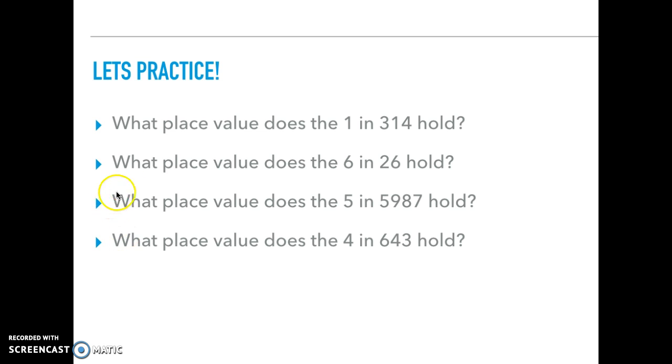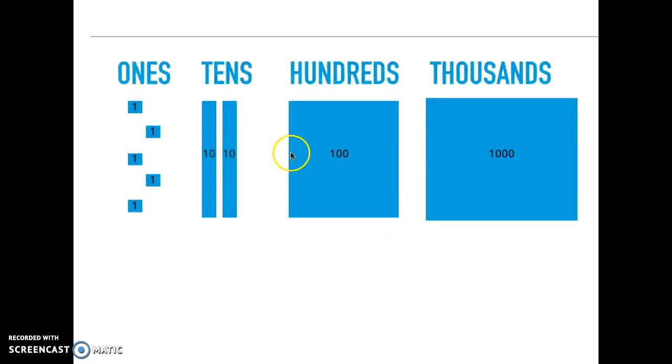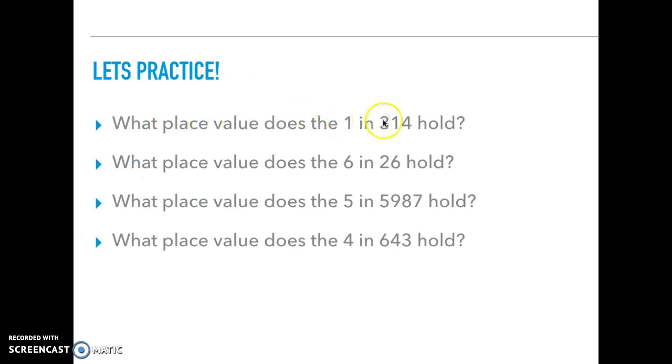So let's practice on our own. What place value does the 1 in 314 hold? So if we remember, 314 is 3 hundreds blocks, 1 tens block, and 4 ones blocks. So the 1 would be in the tens place, or we could think of it as 300 plus 10 plus 4.